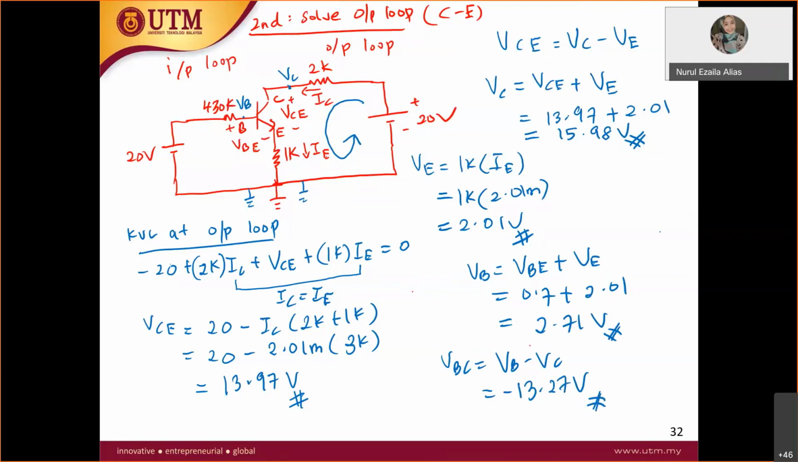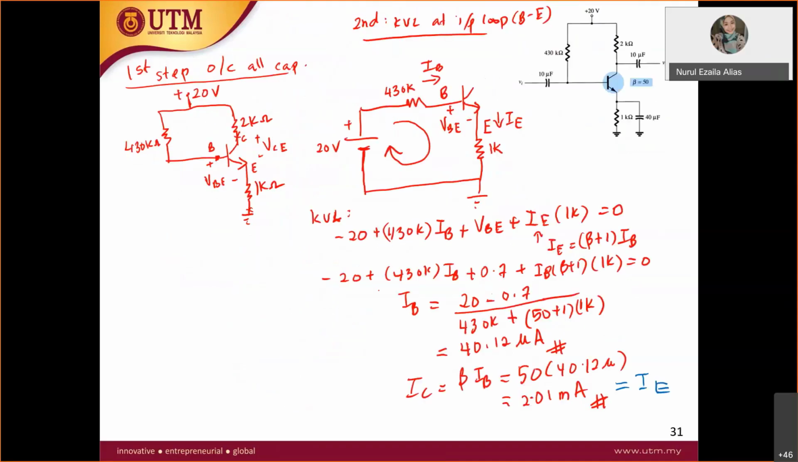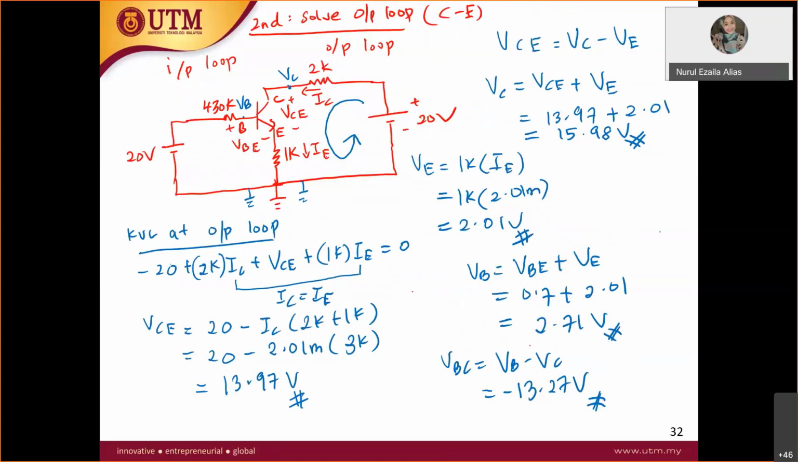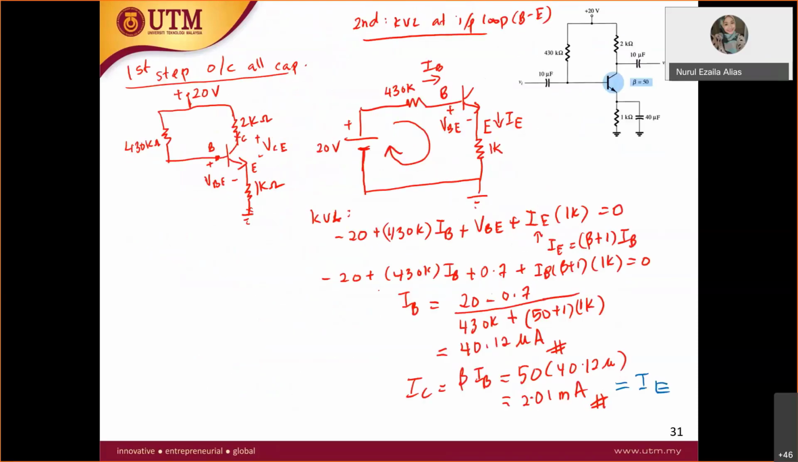Okay, so in BJT, there is quite a lengthy solution. You have to do the input part and then the output part. There is a lot of calculation involved in BJT, not as much as in diode, I think. So make sure you understand from the input loop itself, because that is where you get your IB. If your IB is wrong, all your calculations are wrong. Make sure your IB is very, very small, usually in microampere.